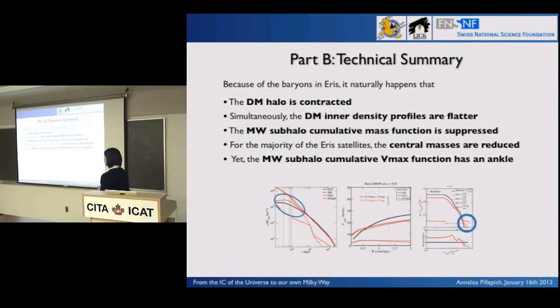On average, tendentially, the Milky Way subhalo cumulative mass function is suppressed. And for the majority of the other satellites, it is suppressed because you're actually pushing down the variable in which you are describing either mass or Vmax. But this is not always the case because still I have an angle.